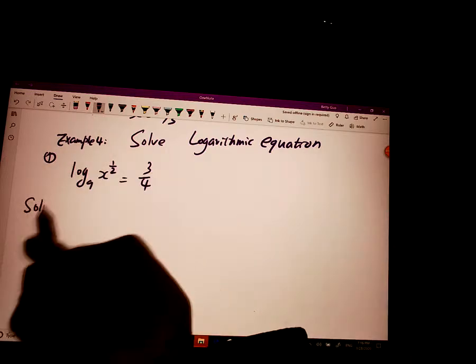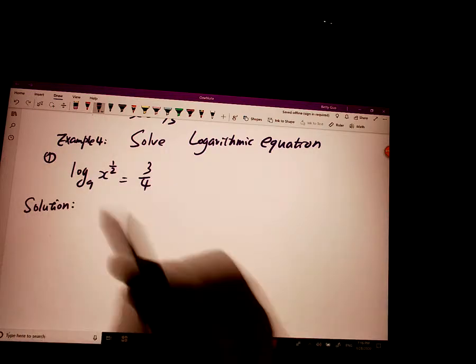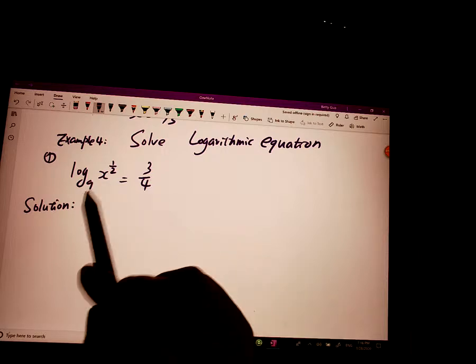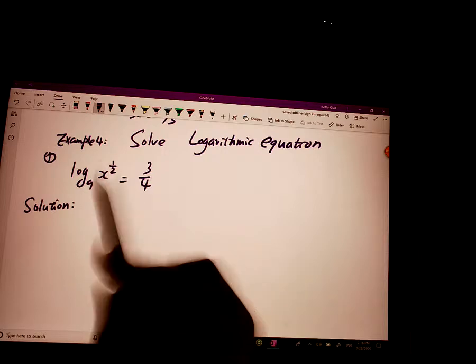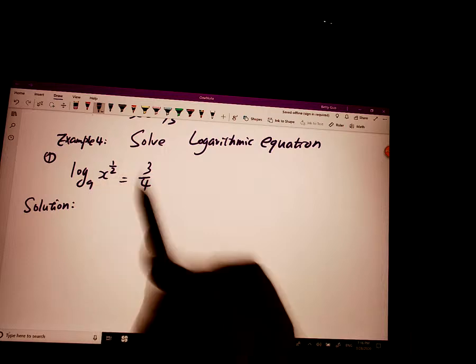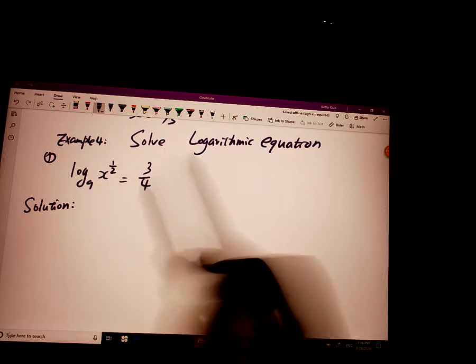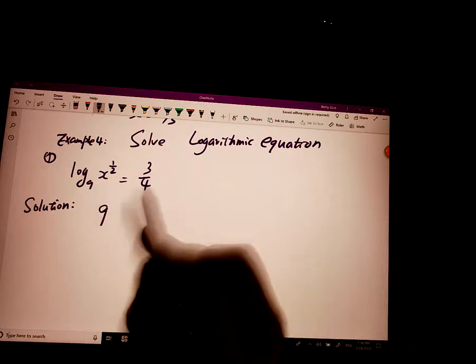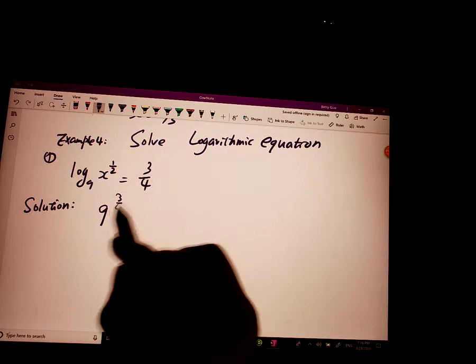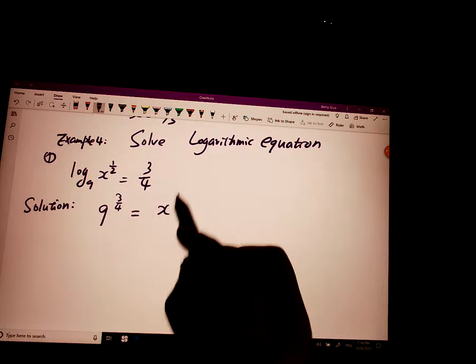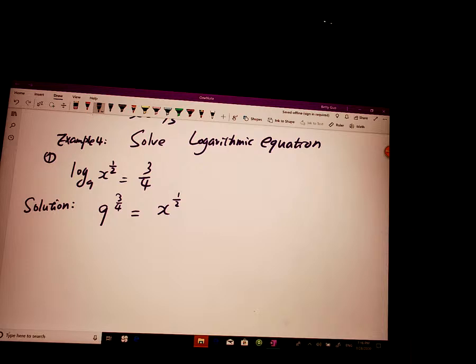Convert. Yes, we are more familiar with exponential equations. So what's the base? Base is 9. Anti is x to the power of half. Logarithm is 3 over 4. So base to the power of log equals anti.